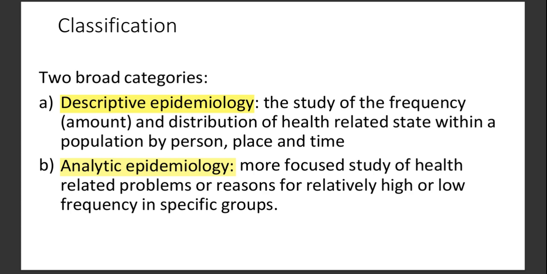Analytical epidemiology is a more focused study of health-related problems or reasons for relatively high or low frequency in specific groups. So in descriptive, you are simply saying, okay, how are conditions distributed? This condition is here, this condition is here. It is more in this season, more in this place, more in this given time. But analytic is more focused. Now you are saying, how high is this condition in this specific group? Let's say, for example, you said this condition is more in the rich than in the poor. Then you ask yourself, how high is it in the rich? How low is it in the poor? That is analytic. You are being analytical, right?